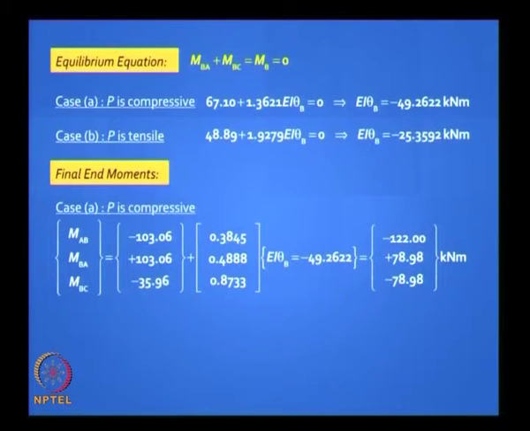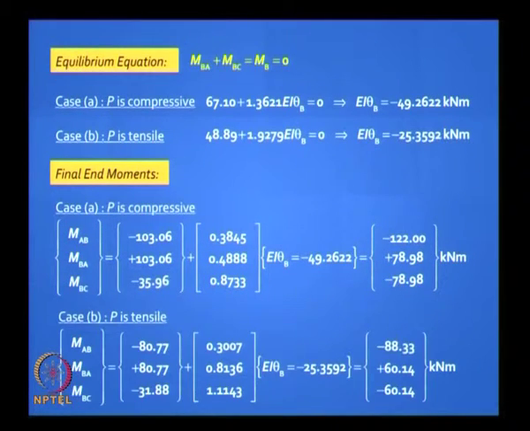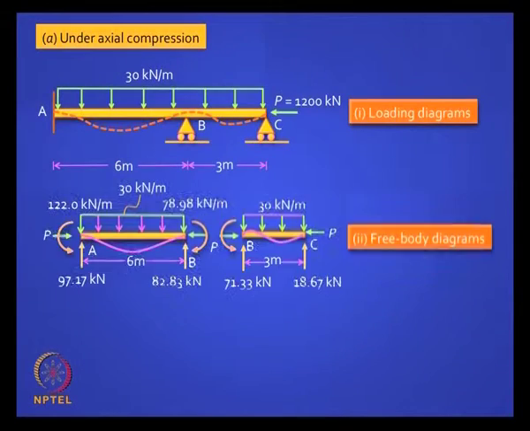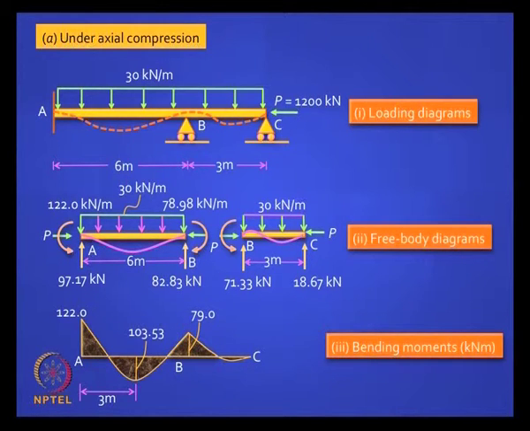Okay, then you plug in the values of EI theta, this is the conventional slope deflection method, and get your final moments. That is it. Then draw your free bodies, draw your bending moment diagram.